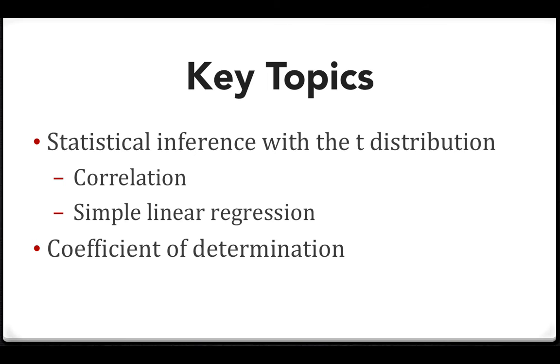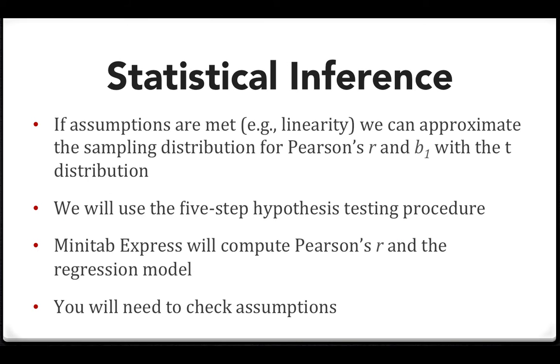In terms of statistical inference with the t-distribution, we will construct confidence intervals and conduct hypothesis tests for correlation and simple linear regression. In this lesson, you will also be introduced to the coefficient of determination, also known as R-squared, which is a measure of effect size for correlation and regression. If assumptions are met, for example linearity, we can approximate the sampling distribution for Pearson's R and the slope with the t-distribution. We will be using the 5-step hypothesis testing procedure.